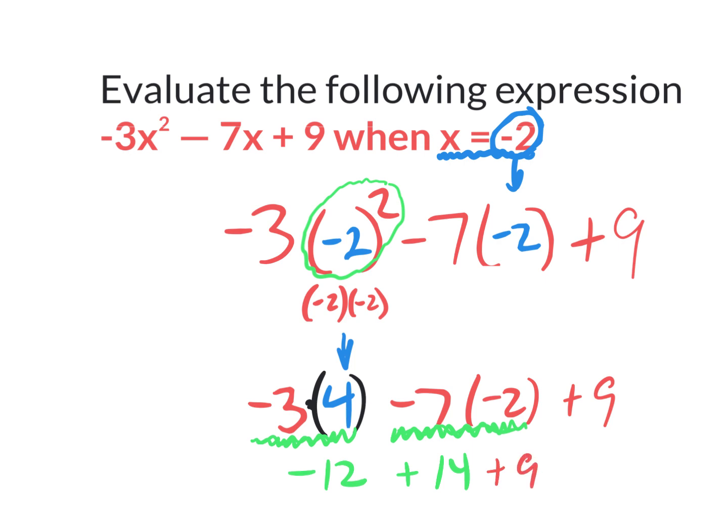And now we're at the very end of PEMDAS, just adding and subtracting, A and S. So let's just go from left to right. If you owe 12 and have 14, what do you have left over? You owe 12 and have 14. 2. And then 2 plus 9? 11. That's your final answer for this evaluation problem.